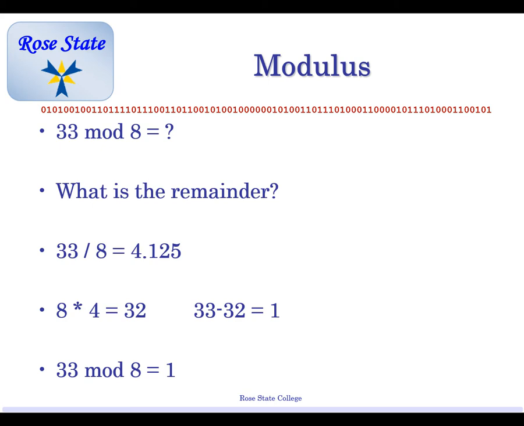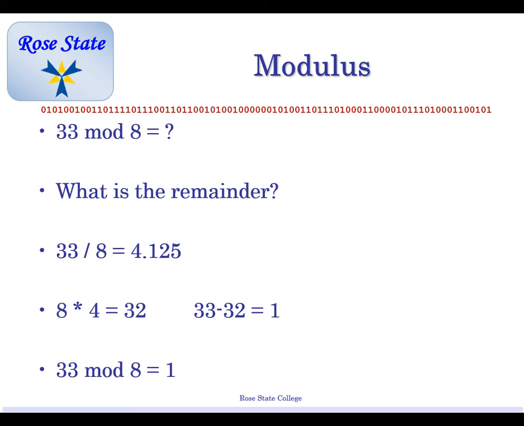The question is, what is the remainder? So what we need to do is, how many times does 8 go into 33? Goes in there 4 times. Okay? So 8 times 4 is 32. 33 minus 32 is 1. The answer is 1. Do not tell me the answer is 0.125. That's not the answer.